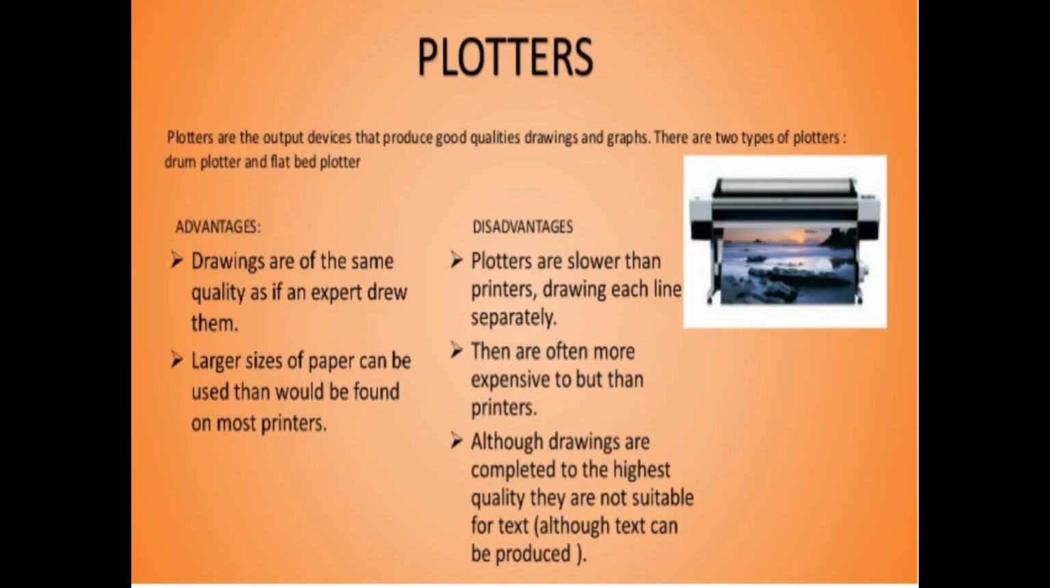Then another very important output device is the plotter. Plotters are output devices that produce good quality drawings and graphs. There are two types of plotters, drum plotters and flatbed plotters. Advantages of plotters are that drawings are of the same quality as if an expert drew them, and larger sizes of paper can be used than would be found on most printers. A plotter uses a number of pens to draw the drawing or images on the paper. So it is different from a printer, but it also gives the hard copy.